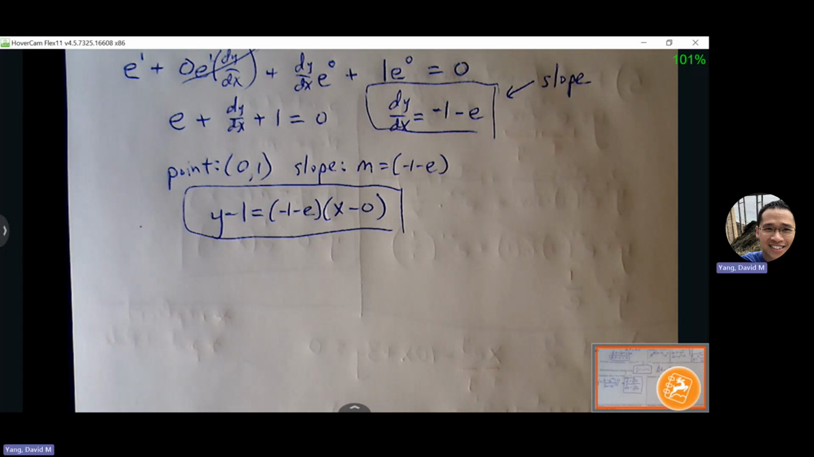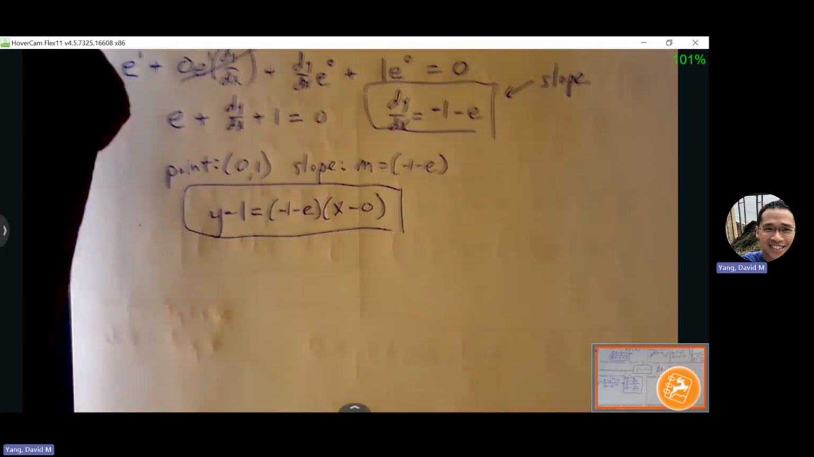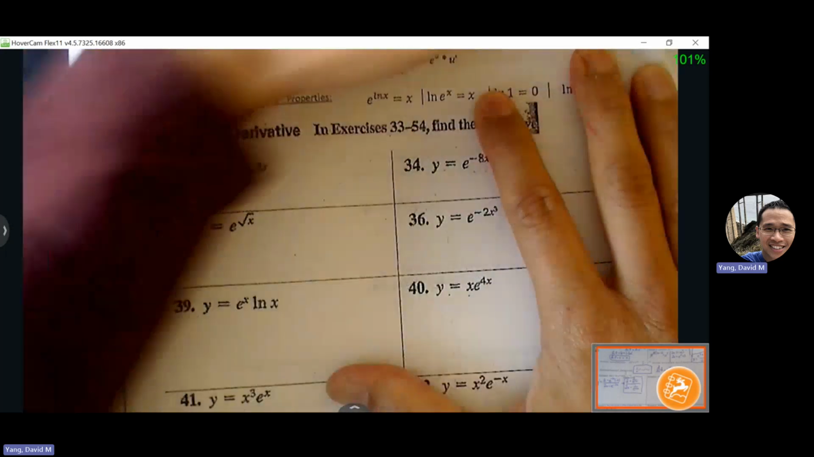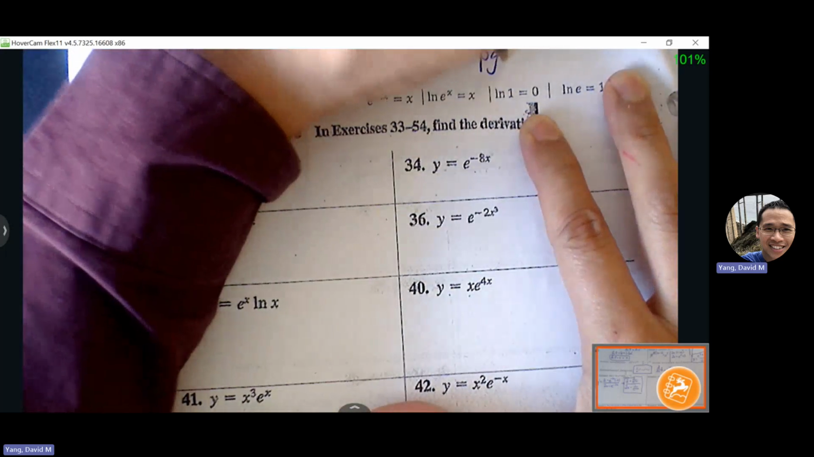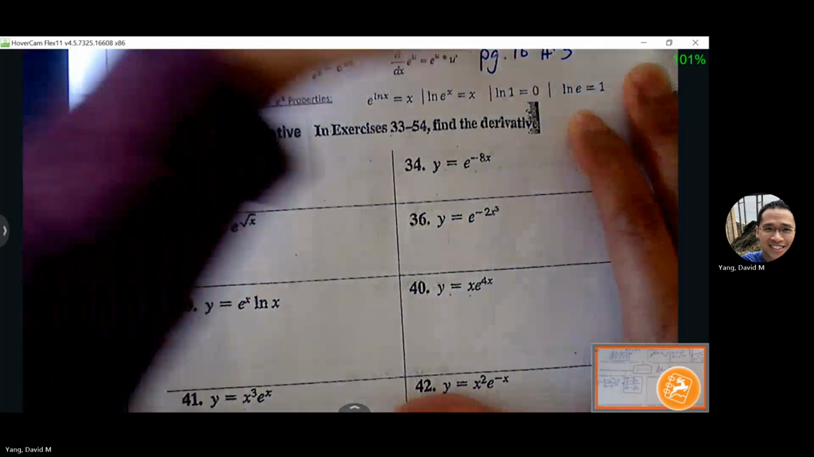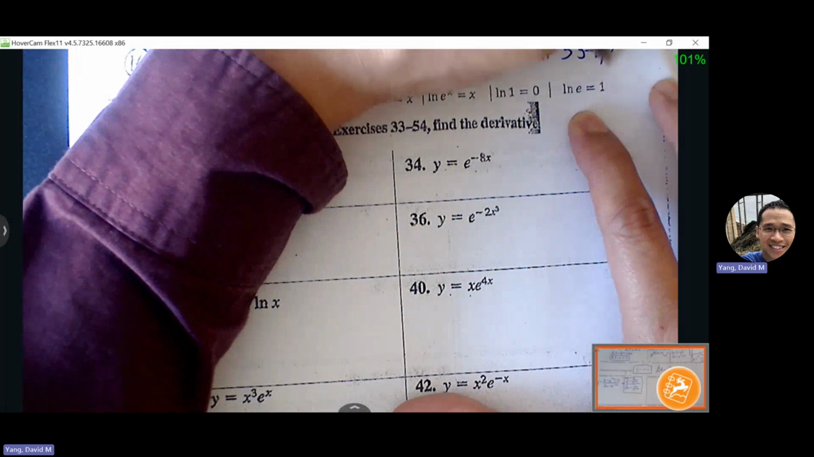Okay, so our homework is going to be on page 16, 33 through 46 all. We have some time, so why don't we get started, and I can also show some answers as we go along. So page 16, 33 through 46 all.